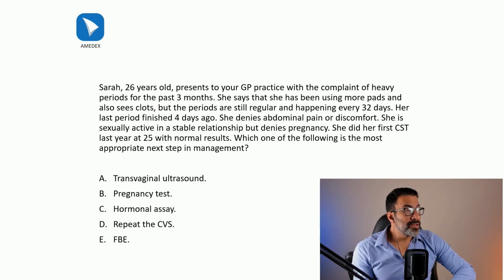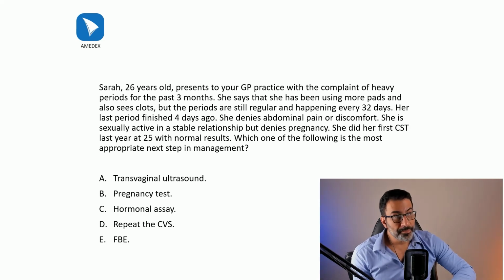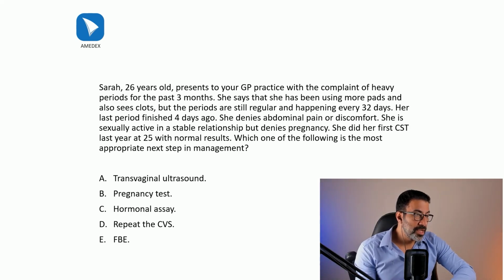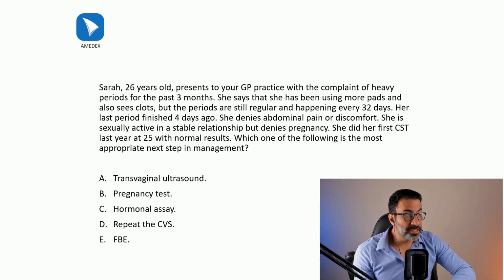And she denies abdominal pain and discomfort. So for now, miscarriage or ectopic pregnancy is unlikely, or least likely, because we don't have any abdominal pain or discomfort. She's sexually active in a stable relationship, but denies pregnancy. She did her first CST, or cervical screening test, last year at 25 with normal results. Which one of the following is the most appropriate next step in management?